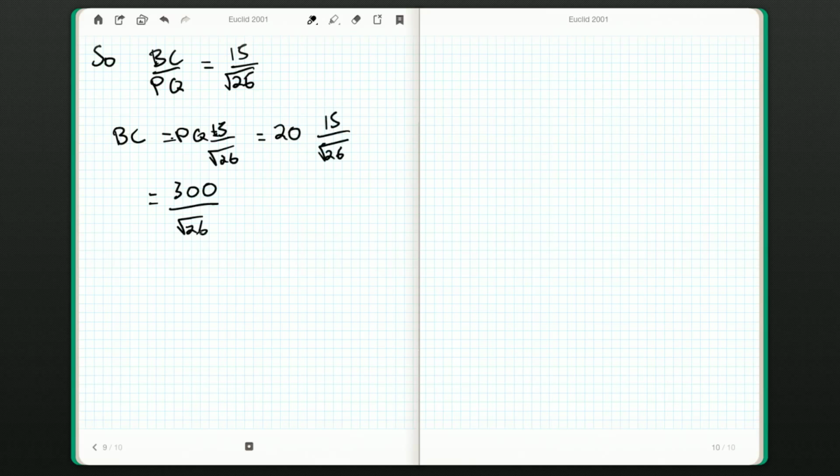But we're not asked for the exact value. We are asked to the nearest integer. So this is where our calculators come in handy. So I'm just going to grab my calculator. 300 divided by square root 26. And I get 58.83, which I will round up to 59.